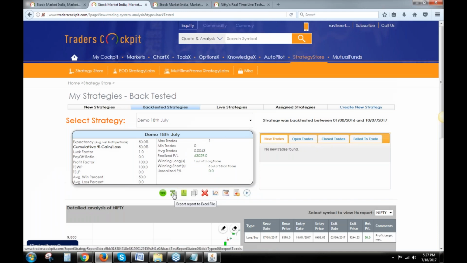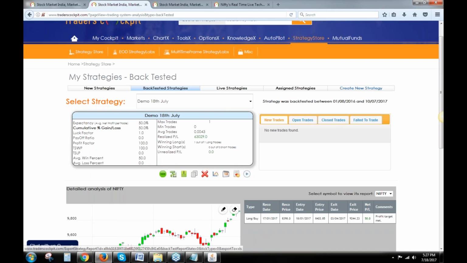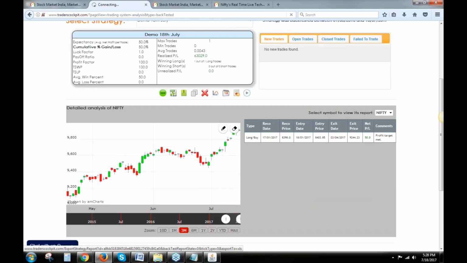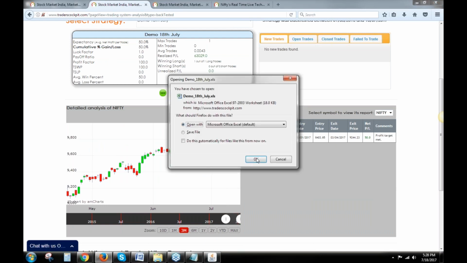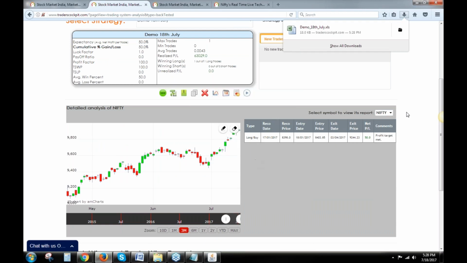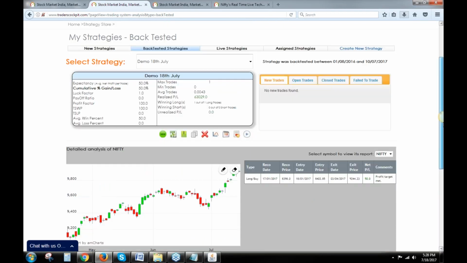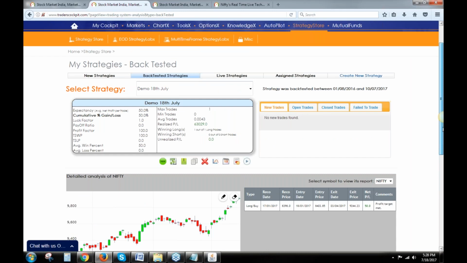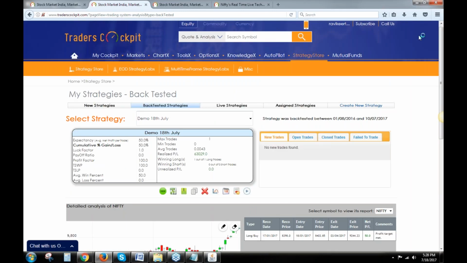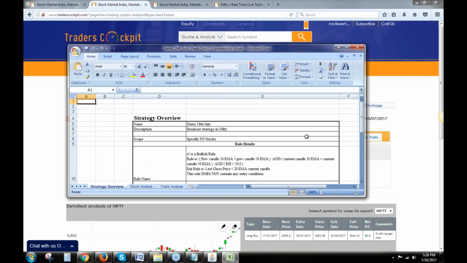Plus, if you want to download the results and keep them saved with you for your own analysis, then you can export the report page from here, like export report to Excel. When you click on this button, it will download the report to your computer, and then you can open it on an Excel sheet. Let the Excel sheet open.